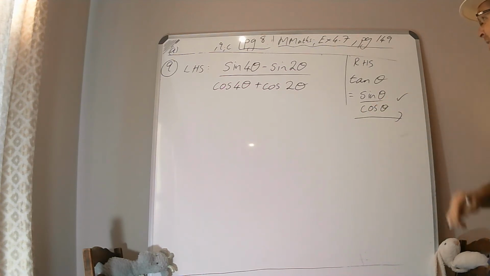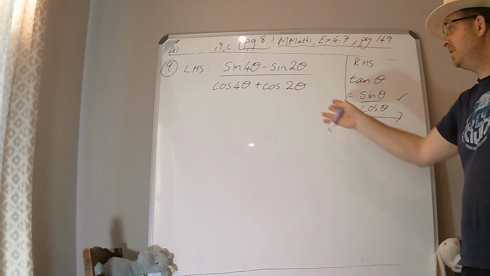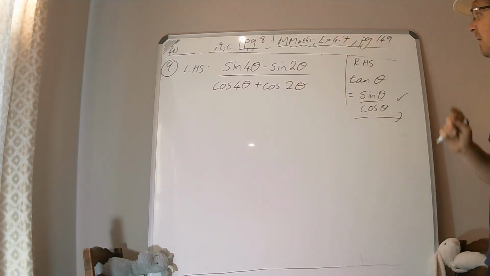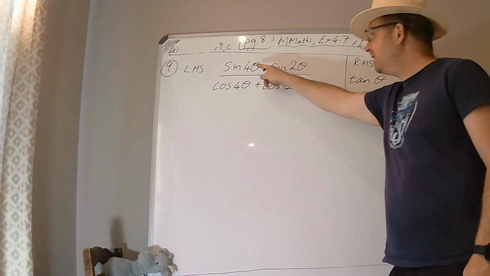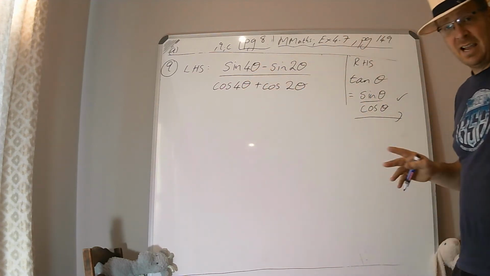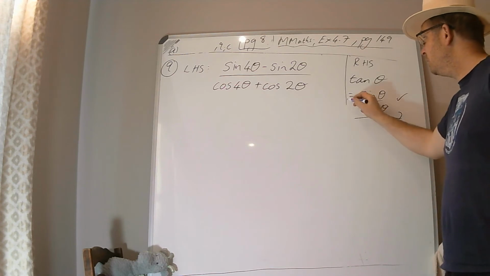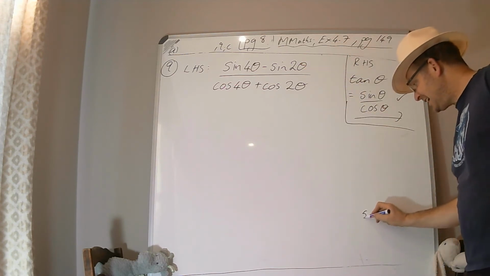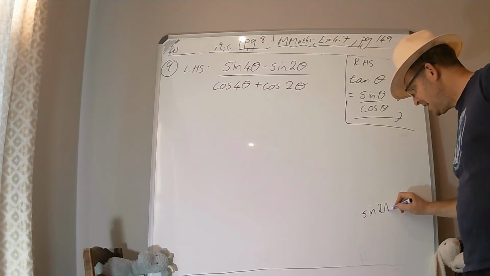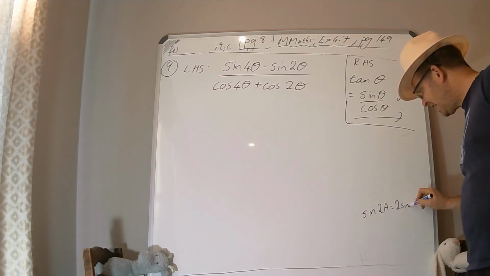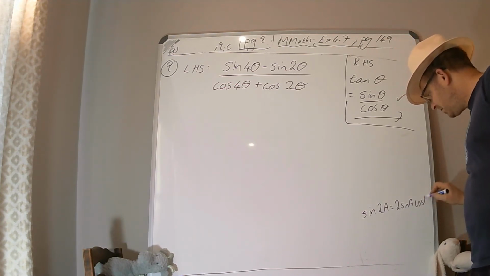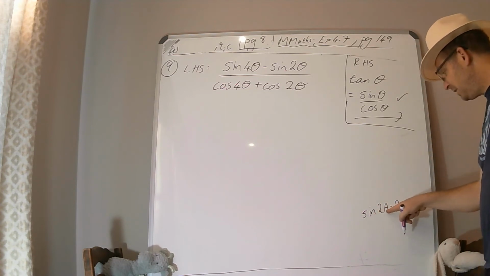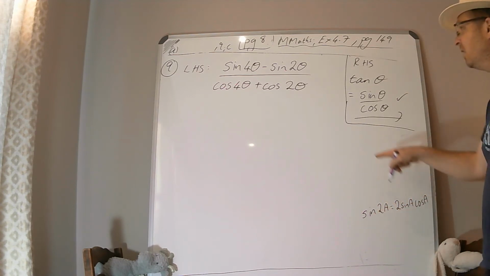Well done. Right, now on the left hand side, it's a bit ugly. We've got 4 thetas and 2 thetas. So my suggestion would be to first get rid of the 4 thetas and get those in terms of 2 thetas. So sine, remember, sine 2a is 2 sine a cos a. In other words, sine of a double angle is 2 sine of half the angle times cos of half the angle.